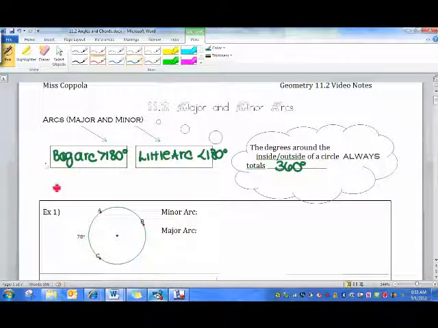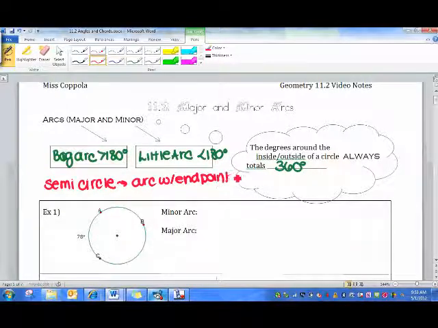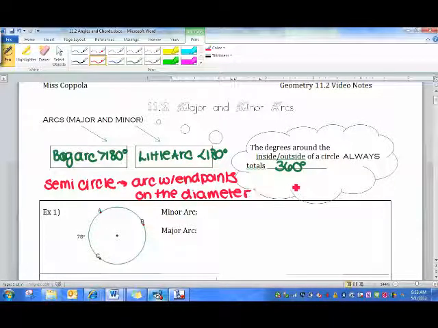When our arc is equal to 180, that's a semicircle. So a semicircle is a perfect half circle, and it's an arc whose endpoints are on the diameter of a circle. So if I wanted to draw a semicircle, here's my circle with center, we'll call it C. For an arc that's a semicircle, the endpoints need to go here and here, directly on the diameter, and then that is my semicircle.